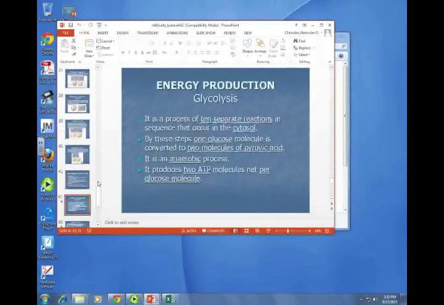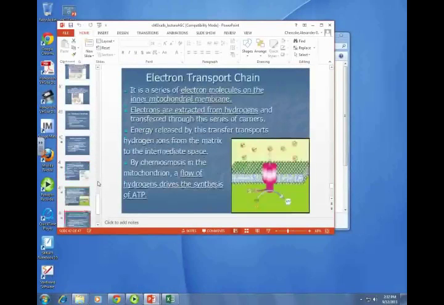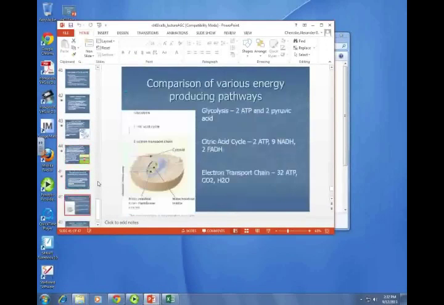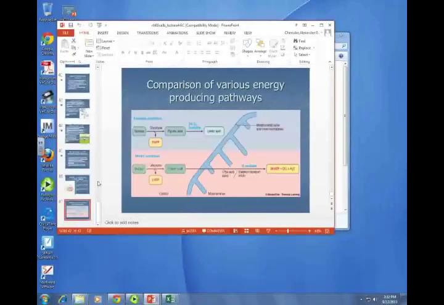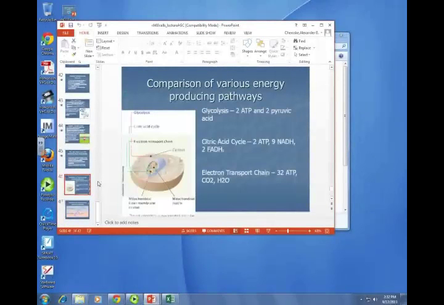Okay? The last thing that we had is energy production in the cell. And we said that really what you need to know were in these last 2 slides right here. Okay?